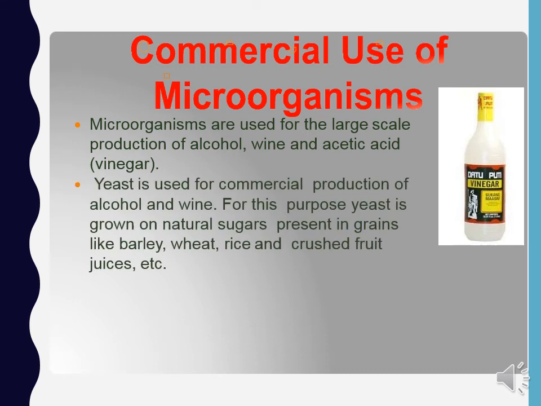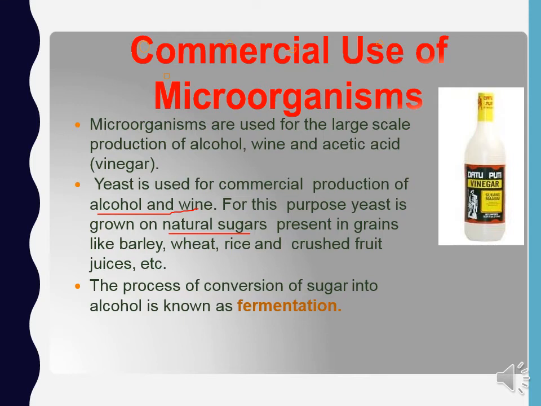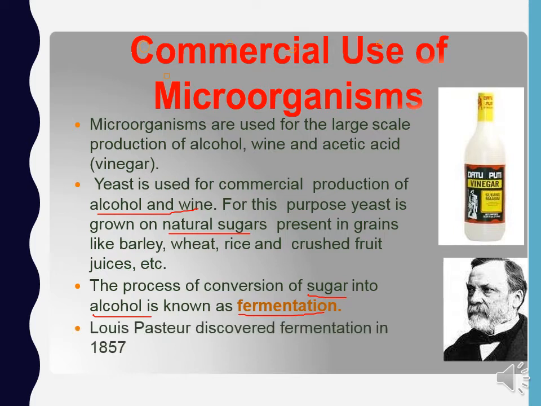Yeast is used for the commercial production of alcohol and wine. So how are they making it? Yeast is grown on the natural sugars present in grains like barley, wheat, rice, and crushed fruit juices, etc. The process of conversion of sugar into alcohol is known as fermentation. Fermentation was first discovered by Louis Pasteur, one of the prominent persons in the field of biology. So this is how we are using it at a commercial level to earn and make money out of it.